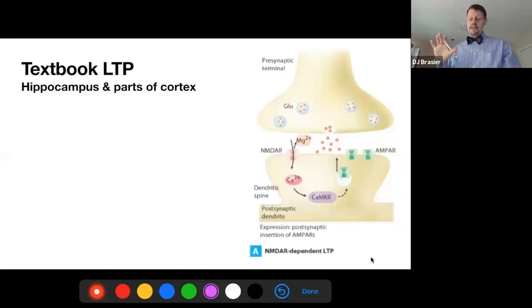Keep in mind that the NMDA receptors are important for the change, but they don't actually get involved in the normal communication because they're mostly plugged up with magnesium ions. What determines the strength of the connection is the number of AMPA receptors that are present.